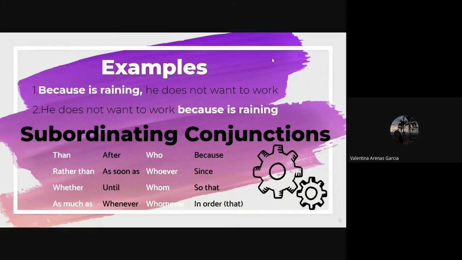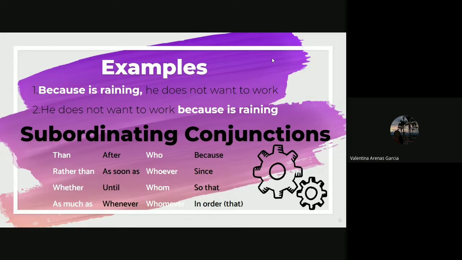Now, let's look at some examples. In this example, we can see that we start with the subordinate clause, but we can also start a sentence with the main clause. When we start with the subordinate one, we need to put a comma and then we start with the main clause.